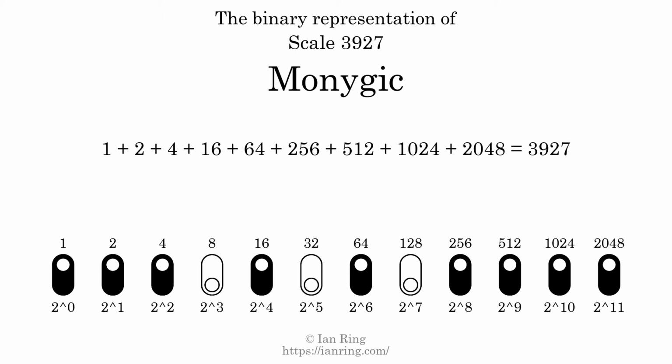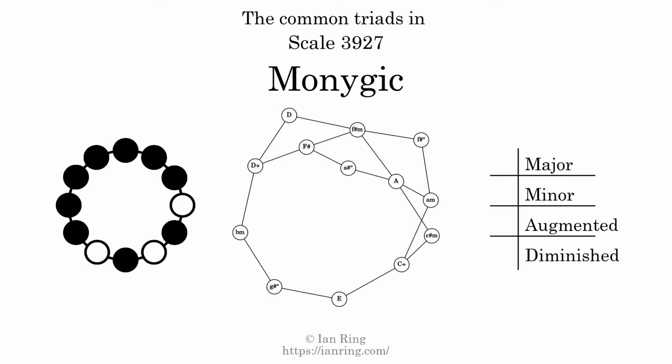3927. That is why the scale number, in decimal, is 3927. The scale number not only enumerates the scale with a unique index, but it also literally describes the tonal content of the scale. Represented as a binary number in base 2, the scale number is 111101010111. Here are the common triads present in this scale.